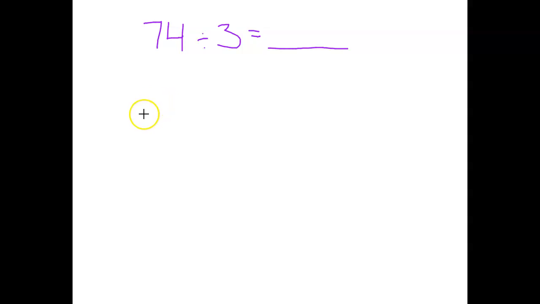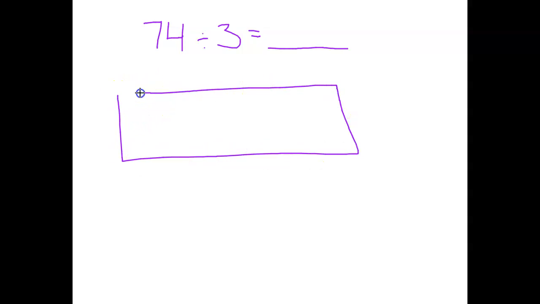So the first step that you should have done is make a rectangle. And then 74 is your area, so 74 goes on the inside. 3 is your divisor, so that's going to go on the outside of our rectangle. This is going to be one of the lengths or the widths. And I need to figure out what the quotient is, which means I'm going to add the partial quotients up on top. So I have 74 Skittles, let's say, being split into 3 groups.